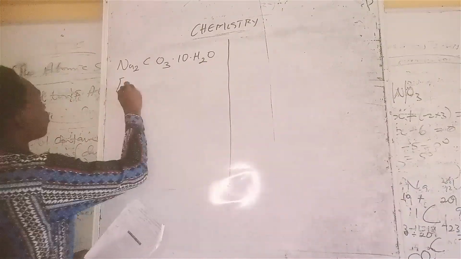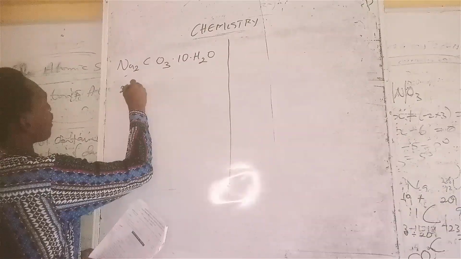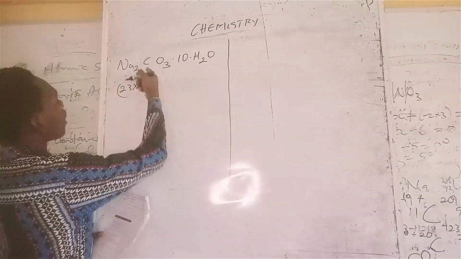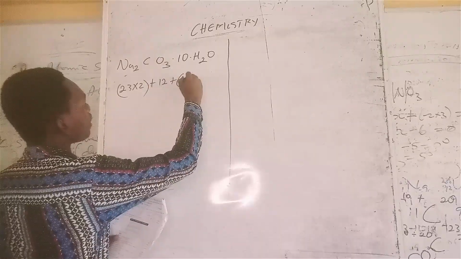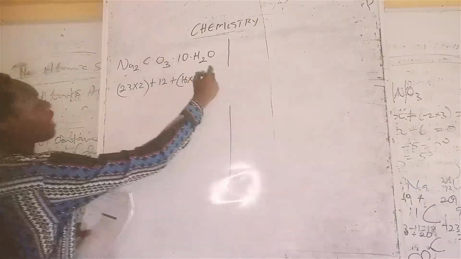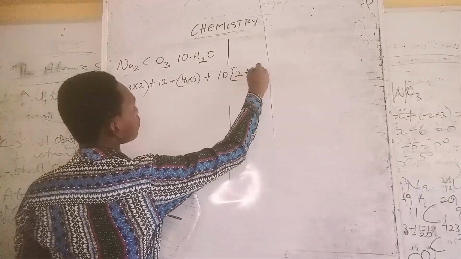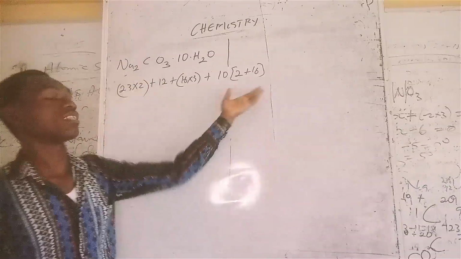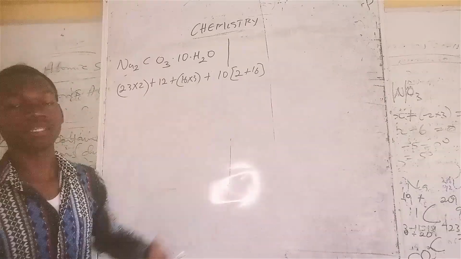Alright, let's calculate that. In the question, we are given that sodium is 23. So this sodium here is 23 times 2, because sodium is appearing twice, plus carbon, which is 12, plus oxygen 16 appearing 3 times, plus 10 molecules of water: hydrogen 1 times 2 is 2, plus 16. Now we've identified them using their mass numbers.